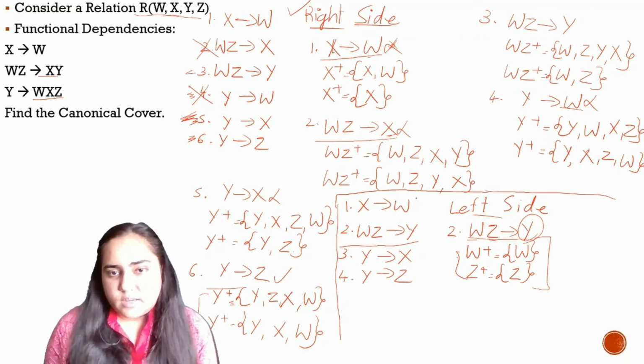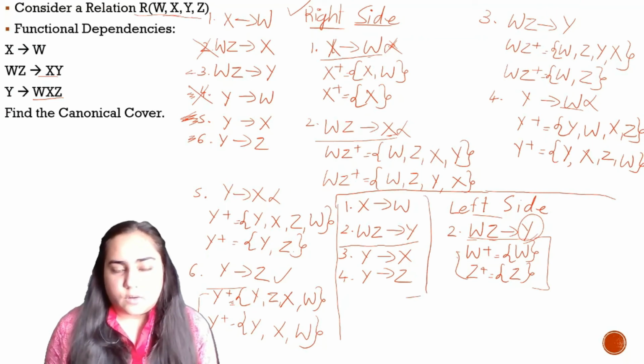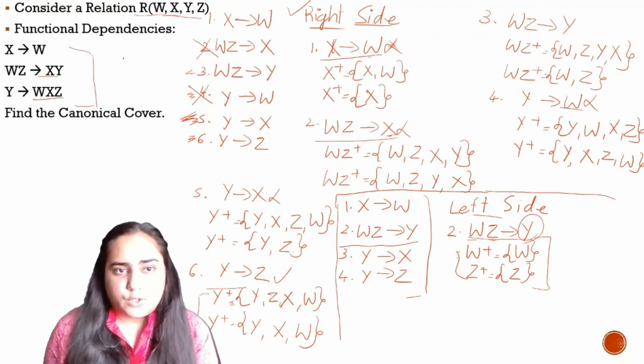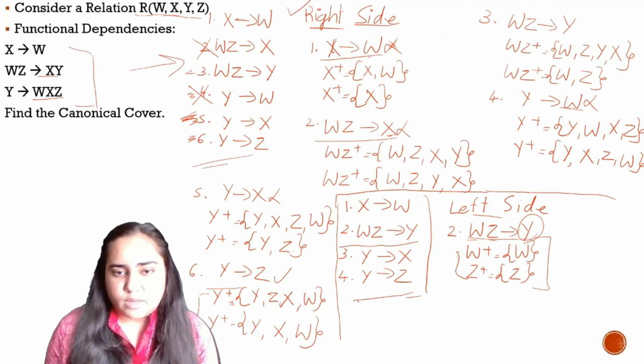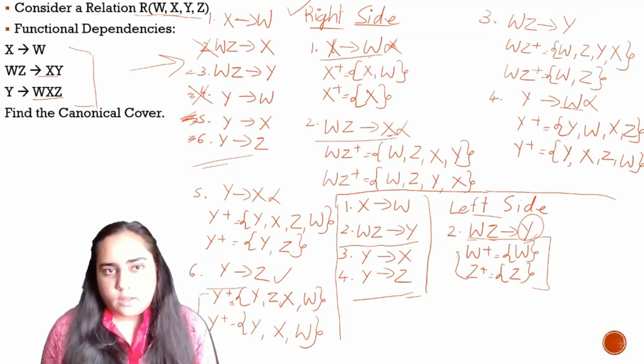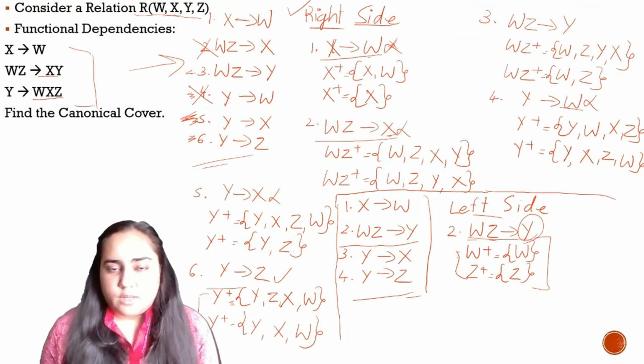So this set right here is our canonical cover, calculated from the original dependencies right here, which we converted into 6. So there are 6 dependencies actually present from where we reduced and made it to 4. So this is how you can calculate canonical cover or irreducible set using the extraneous attribute rules.